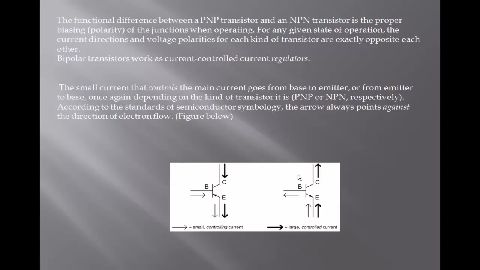A particular thing is that depending upon the biasing voltage given between the emitter and the base, we control the collector current. We control the emitter current depending upon the base and collector. The small current that controls the main current goes from the base to emitter, or from emitter to base, and again depends upon the kind of transistor, PNP or NPN.